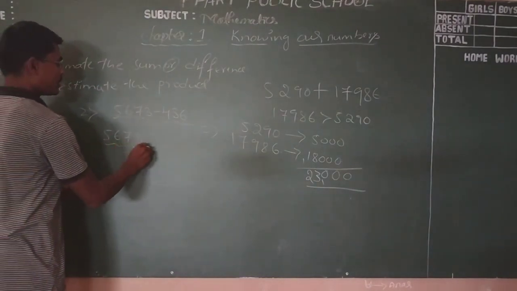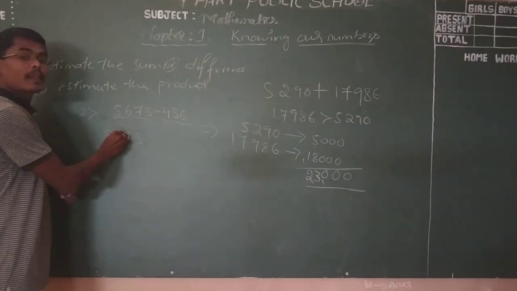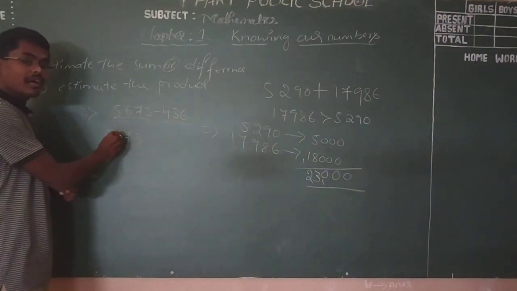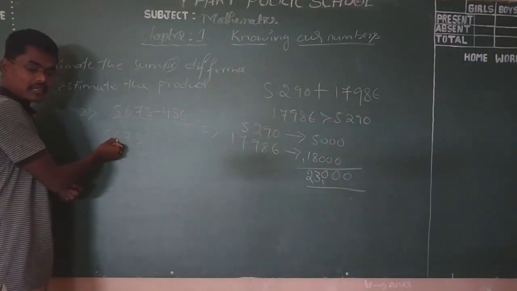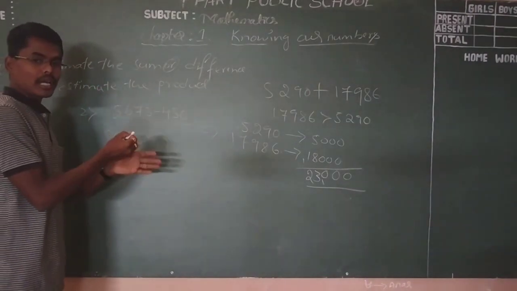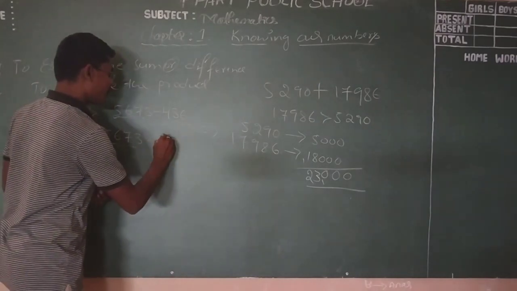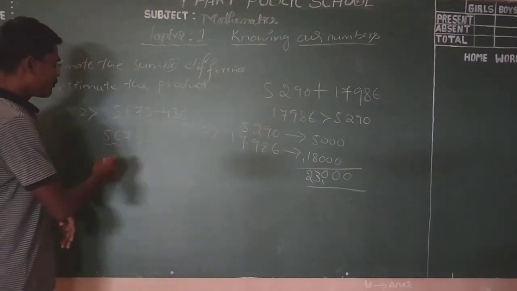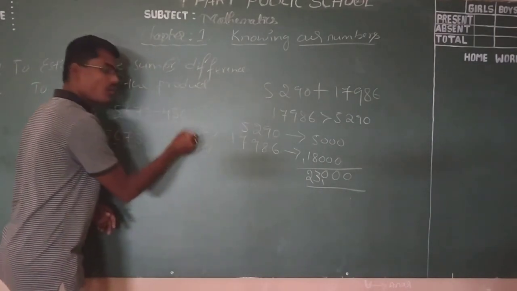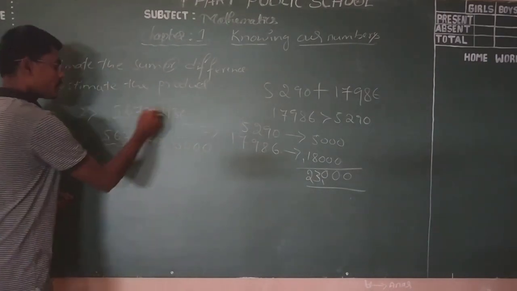For the thousands position, as I said, you have to look at the hundreds position. Here the hundreds digit is 6, and you know that 6 is greater than 5. You can round off to the next greater value. So 5,673 becomes 6,000, because you are rounding off to the thousands position. Now here 436.